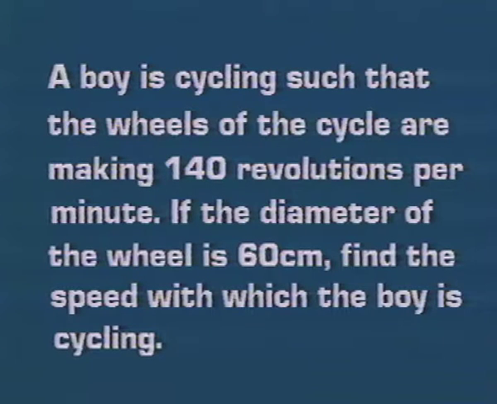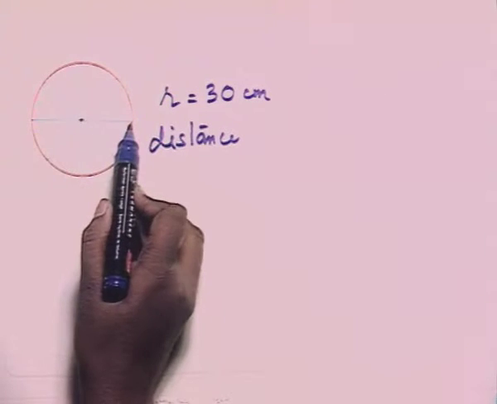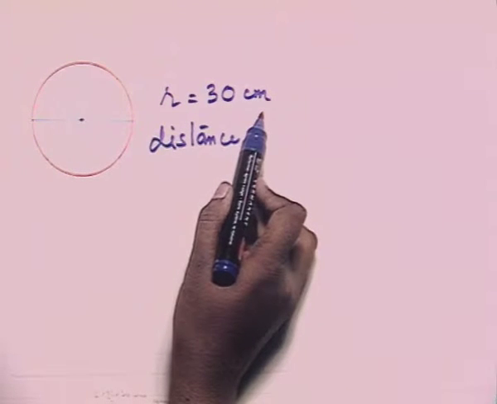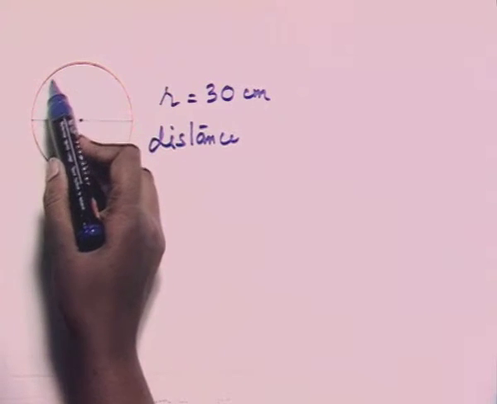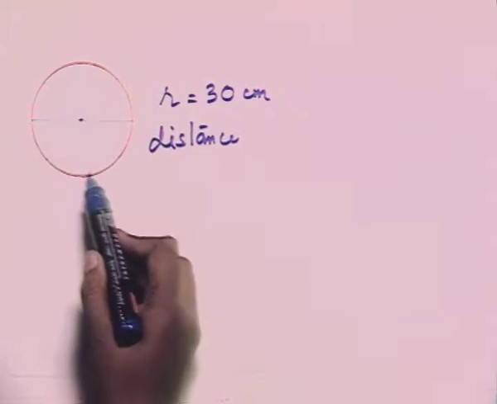The problem is, a boy is cycling such that the wheels of the cycle are making 140 revolutions per minute. If the diameter of the wheel is 60 centimeter, find the speed with which the boy is cycling. Suppose this is the wheel of the cycle. Since its diameter is given as 60 centimeter, so its radius will be equal to 30 centimeter. The distance covered by the wheel in taking one revolution will be nothing but the circumference of the circle.